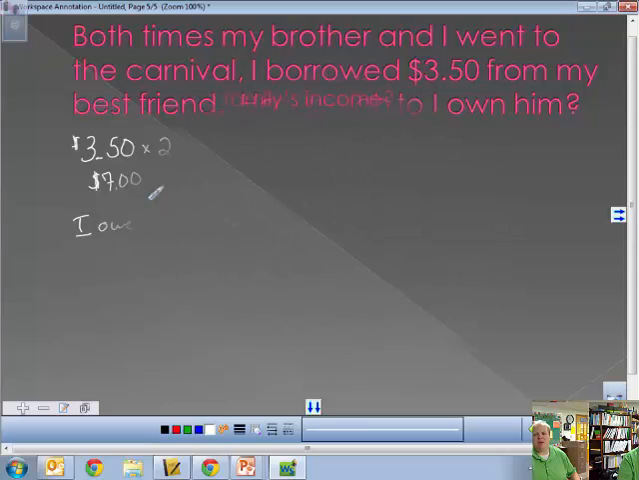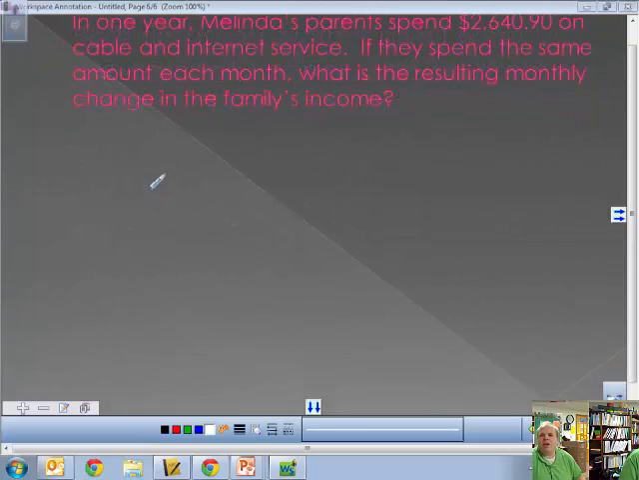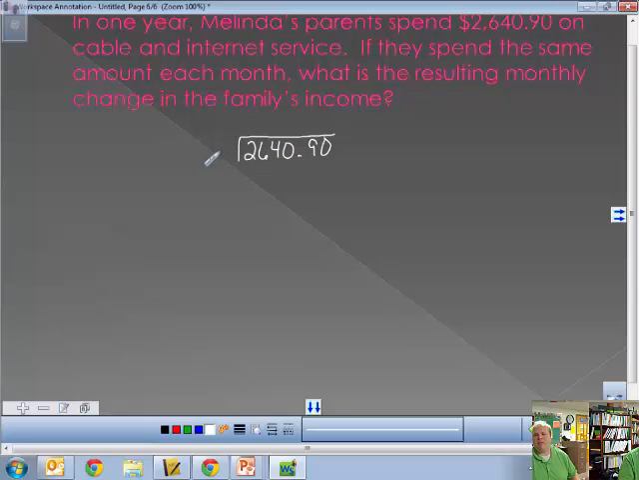Alright, especially with story problems. Okay, so this problem says in 1 year, Melinda's parents spend $2,640.90 on cable and internet service. They spend the same amount each month. What is the resulting monthly charge or change in the family's income? Okay, so this is going to take us a little bit of work, so just be ready. I'm going to take $2,640.90 and divide that by 12 because there are 12 months in 1 year.